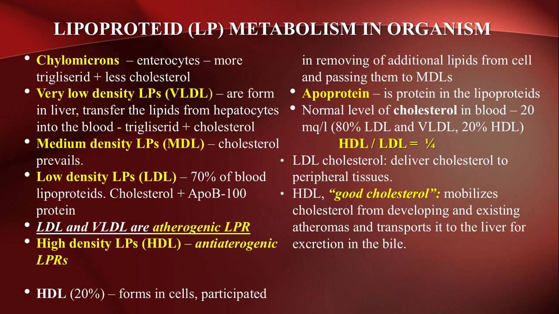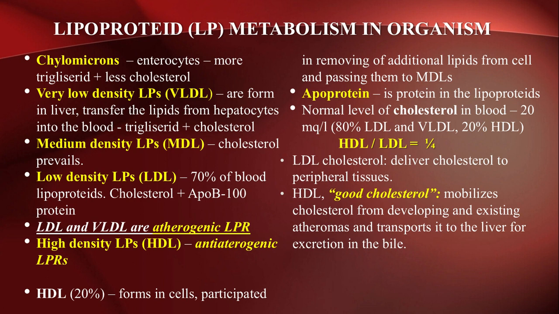Low density lipoproteins make up 70% of blood lipoproteins, and they consist of cholesterol and apoprotein B, the ApoB 100 protein. Low and very low density lipoproteins are atherogenic lipoproteins, which we call the bad cholesterol. But high density lipoproteins are anti-atherogenic, the good cholesterol. High density lipoproteins form in cells, participate in removing additional lipids from cells and passing them to the medium density lipoproteins. Apoprotein is a protein in the lipoproteins.